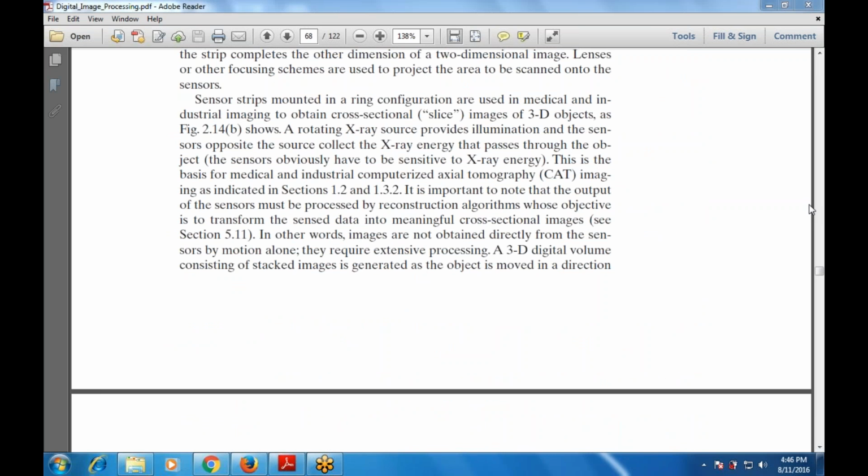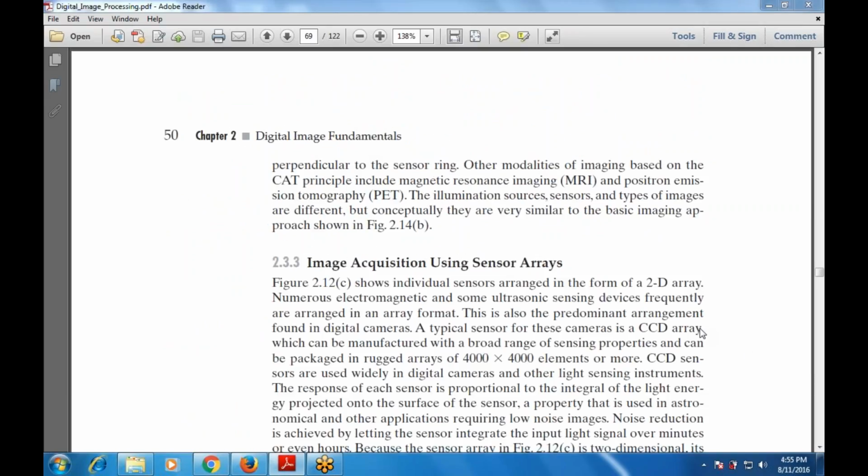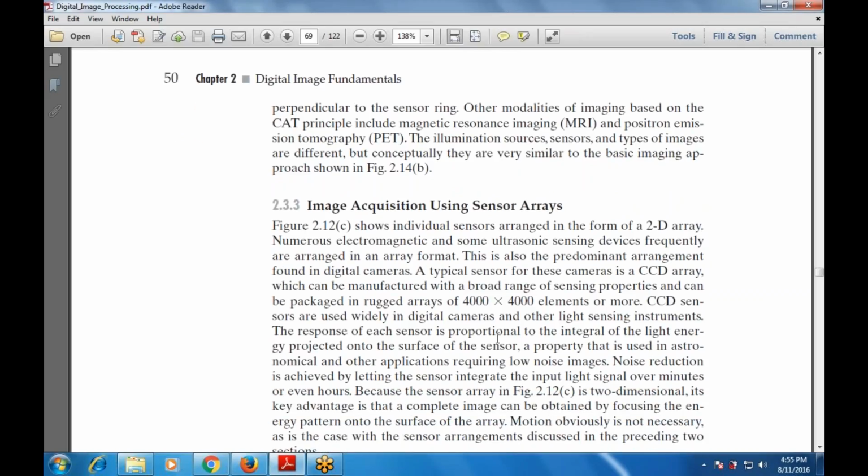So the next part is image acquisition using sensor arrays. This shows individual sensors arranged in the form of a 2D array, and numerous electromagnetic and some ultrasonic sensing devices are frequently arranged in an array format. This is the predominant arrangement found in digital cameras, with resolution ranging from 4000 by 4000 elements or more. CCD sensors are widely used in digital cameras and other light sensing instruments.